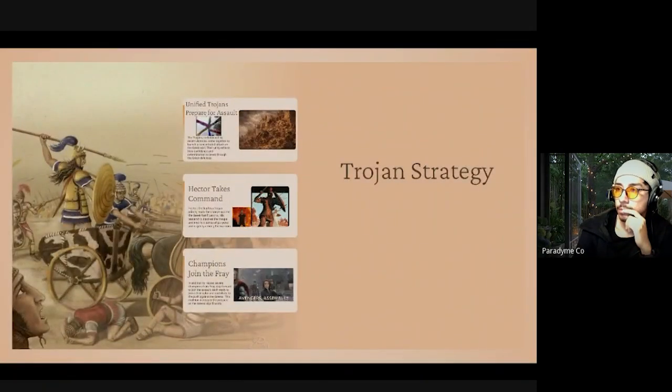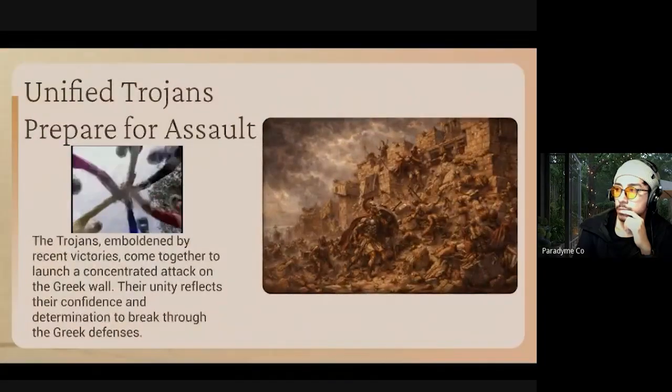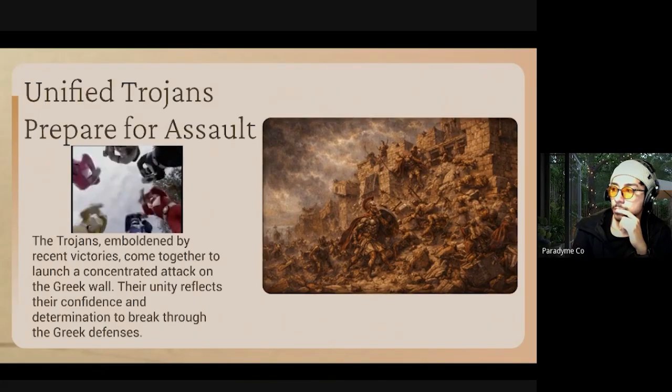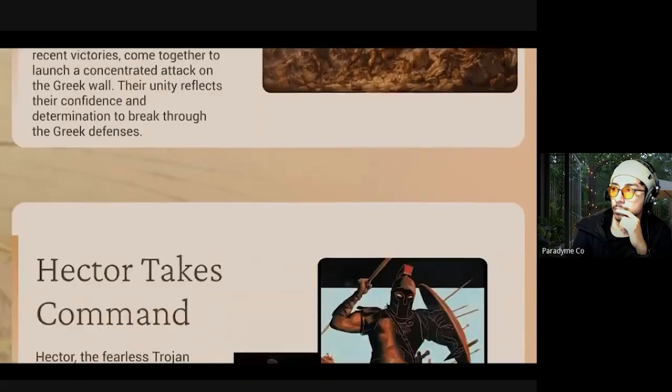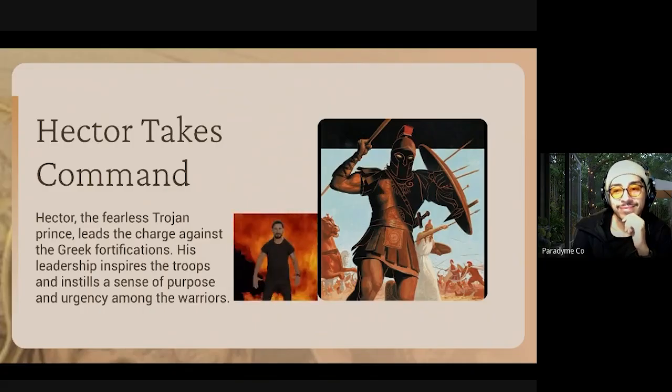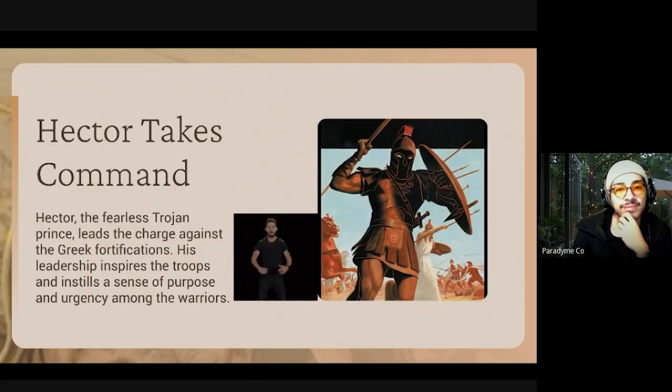This Trojan strategy. The Trojans, emboldened by recent victories, come together to launch a concentrated attack on the Greek wall. Their unity reflects their confidence and determination to break through Greek defenses. Hector takes command. Hector, the fearless Trojan prince, leads the charge against the Greek fortifications. His leadership inspires the troops and instills a sense of purpose and urgency among the warriors.